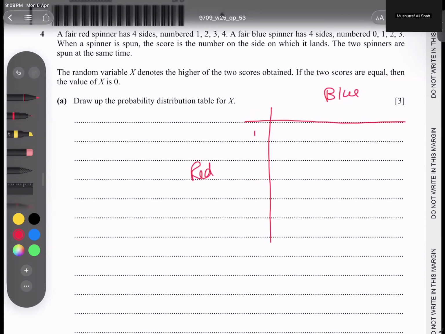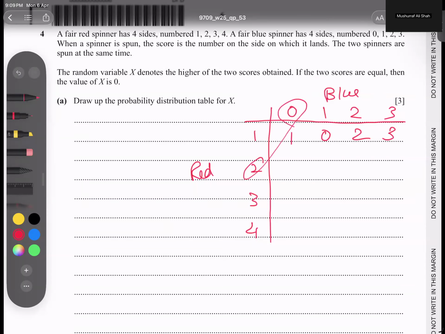So red options 1, 2, 3, and 4. Blue are 0, 1, 2, and 3. And the bigger number from here is 1. But these numbers are same, so we write 0. 2 and 1, bigger is 2, and 3 and 1, answer is 3.